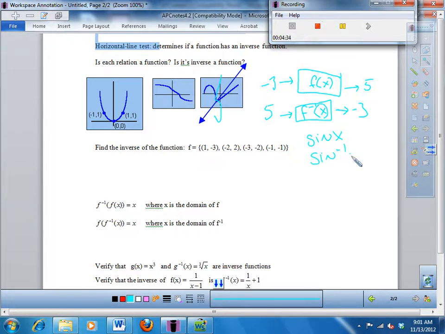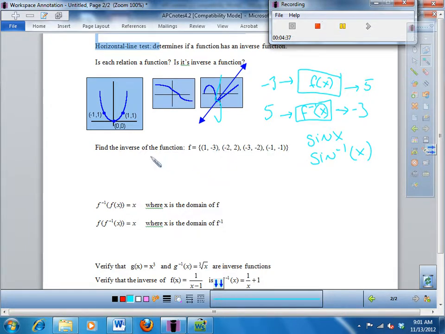just like sine of x and inverse sine of x, right? So you remember sine of 30 degrees is 1/2. Inverse sine of 1/2 is 30 degrees, right? And so on. Okay? So to find an inverse, when they just give you points, all you have to do is flip those points backwards.